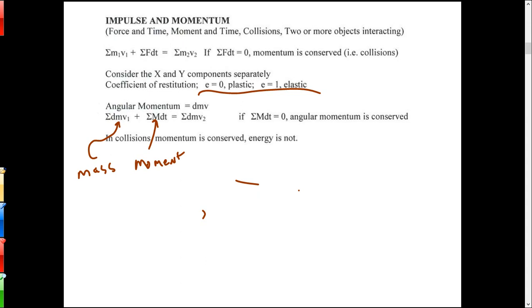If we have more than one object interacting, some sort of collision or interaction between two objects, we can often omit the impulse because the force of one object on the other is the exact negative of the force of the second object on the first.